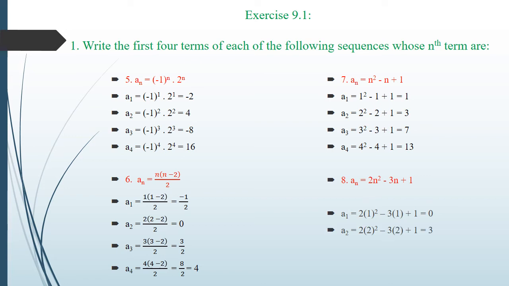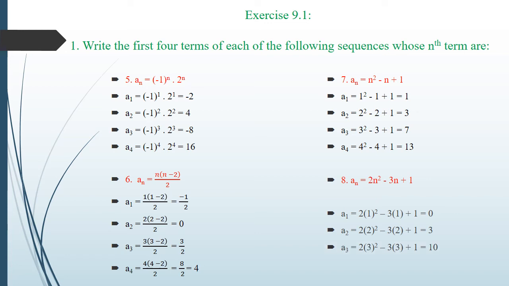Similarly, a2 is equal to 2 into 2 square minus 3 into 2 plus 1. 2 square is 4. 4 into 2 is 8. 8 minus 3 into 2, that is 6. 8 minus 6 is 2 plus 1 will give me 3.